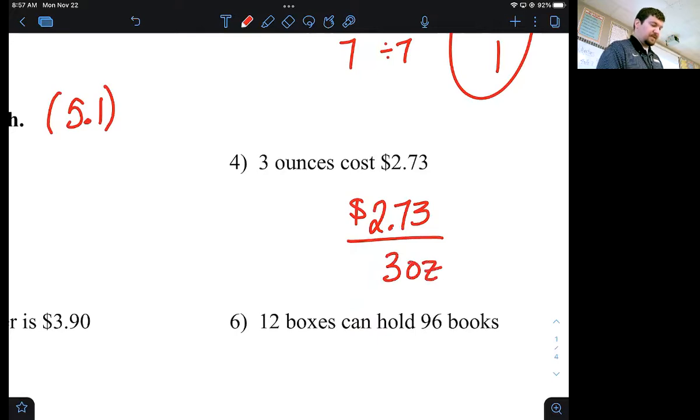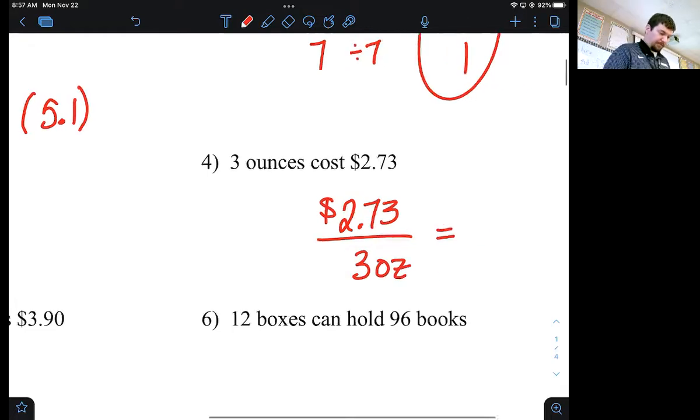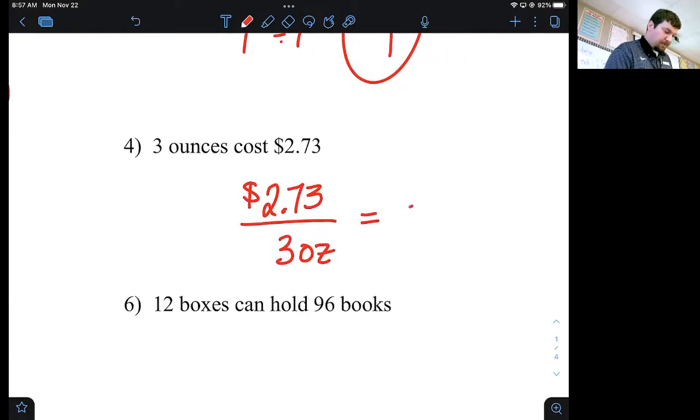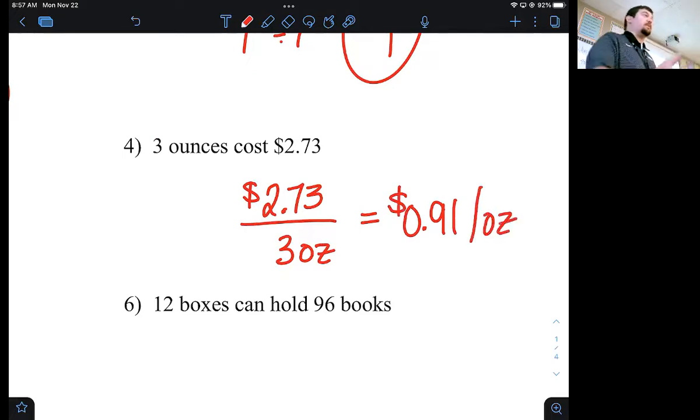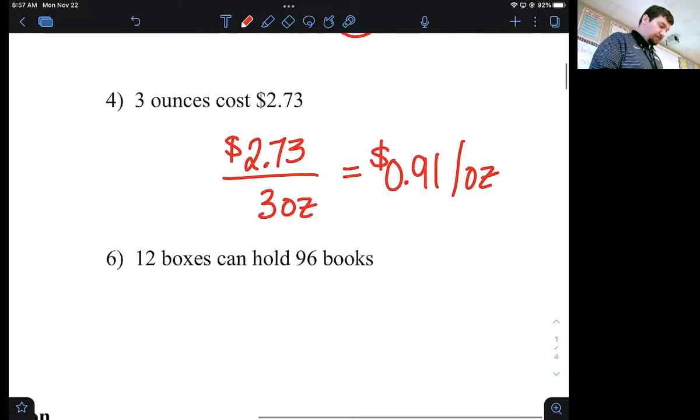The abbreviation for ounces is OZ. What do you get when you divide that, Hannah? 0.91. And what's my label going to be? Dollars per ounce, exactly. So actually 91 cents, but yes, we do have to put the dollar sign. 91 cents per ounce is what that would give. Make sure you're putting both labels for your unit rates.